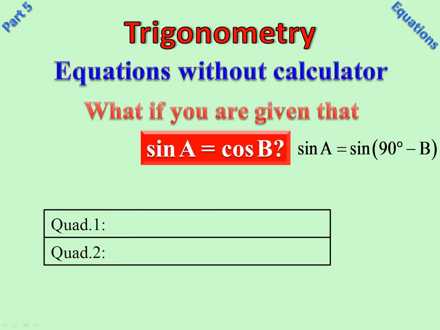Let's have a look then. So if we're doing it by this one, quadrant 1, because sine a equals plus sine, so it's a plus value, therefore quadrant 1, a equals 90 minus b.